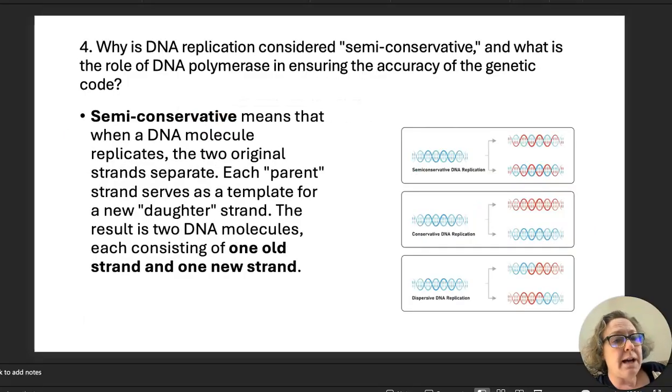Okay. Why is DNA replication considered semi-conservative? So, conservative would mean there's the old one and the new one, and each time a new one binds with itself and the old one goes back to the original strand that it was with, right? If this is the original strand, it makes a copy, and then the new copy goes together and the old copy stays together. Or it's just dispersive and there's little pieces. But in this case, it is semi-conservative. There's one old and one new every time. Each parent strand serves as a template for a new daughter strand. The result is 2 DNA molecules, one old and one new. And that is why it's called semi-conservative.